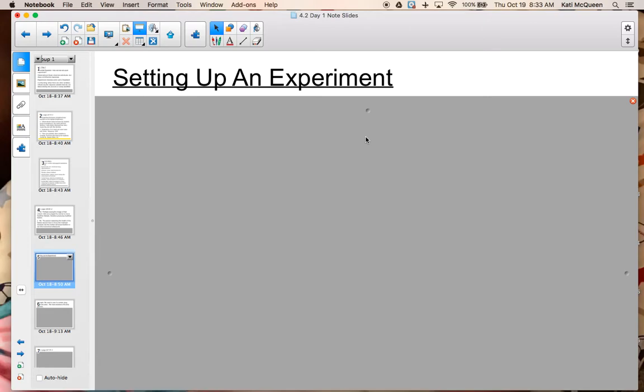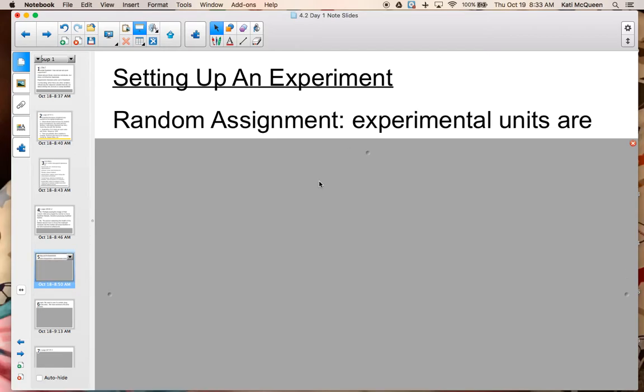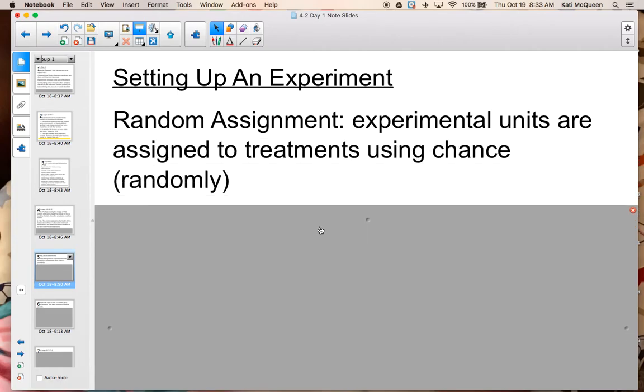All right, so this is the basic setting up of an experiment. The first thing we're always going to start with is random assignment. Experimental units are assigned to treatments using chance, or randomly. This could be like an SRS most of the time. The important thing is we want our treatment groups to be as similar as possible because we want a good basis for comparison. I would want treatment groups that are similar to each other so I could compare them in the end. And that's what random assignment will do for us. It'll theoretically create treatment groups that are similar to each other.